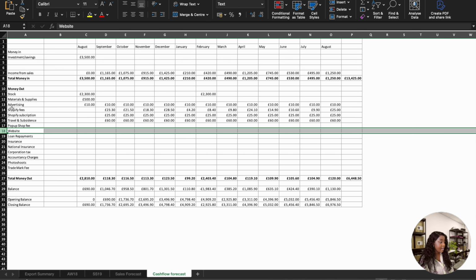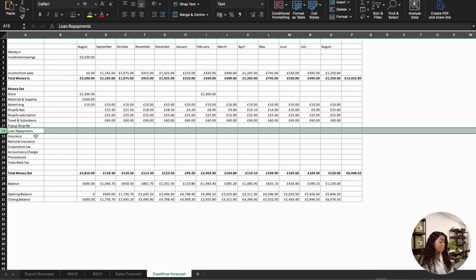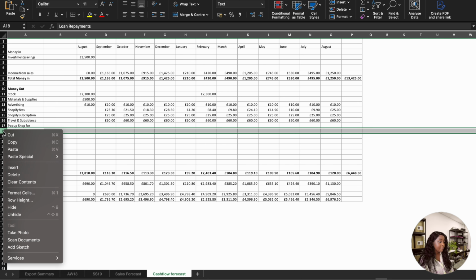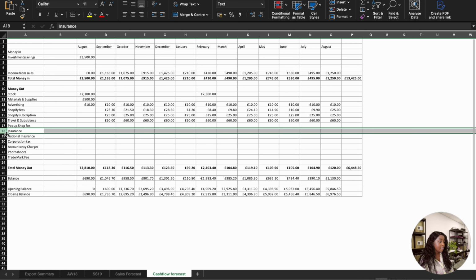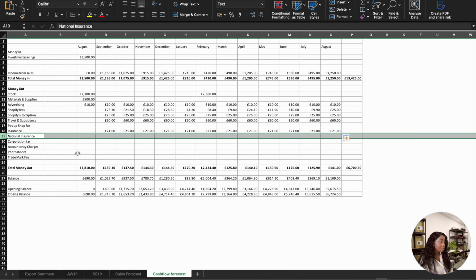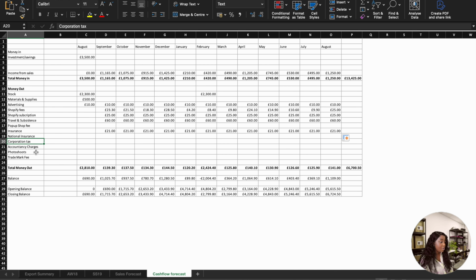Website, obviously I have put it up here already, so I can delete that column. If your funding is a loan, you'd want to put your loan repayments in here, but I don't need to do that. My insurance, my actual insurance for my business actually does cost me £21 a month, so I'm going to pop that in here. I am going to leave that pop-up shop fee in there because I would probably want to use it at some point. National insurance, don't know how much that will cost.